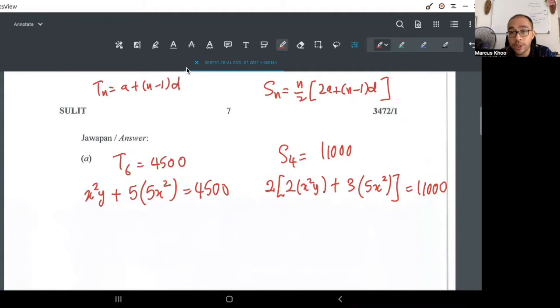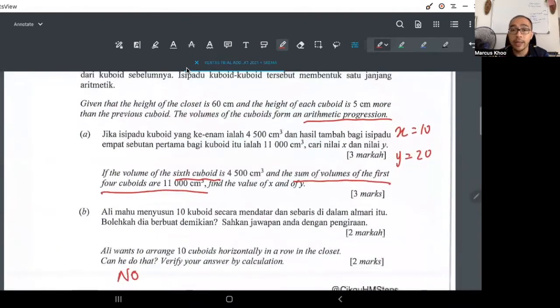And then what you do is simultaneous equations. I'm not going to show you this. I'll let you do these simultaneous equations on your own. You do the simultaneous equations, and then you will get the answer x equals 10 and y equals 20. So this is a very standard arithmetic progressions question. They give you a statement, you form two equations, and solve the simultaneous equations in order to get x equals 10 and y equals 20. Then the next question.